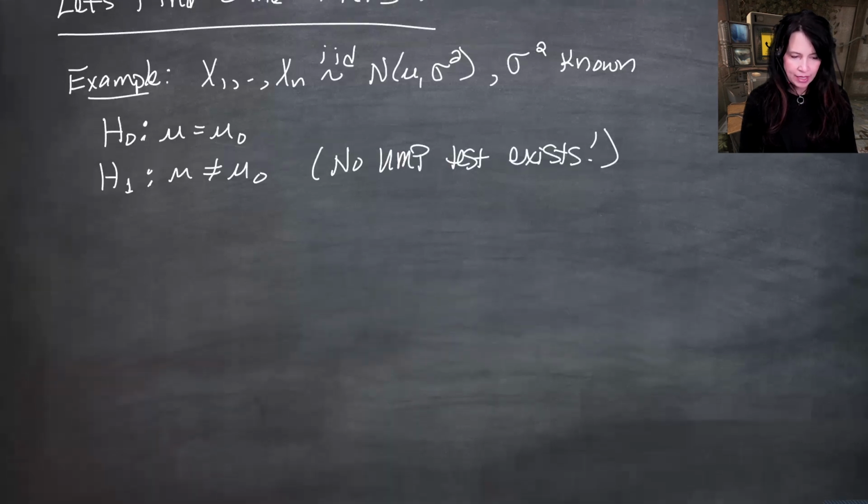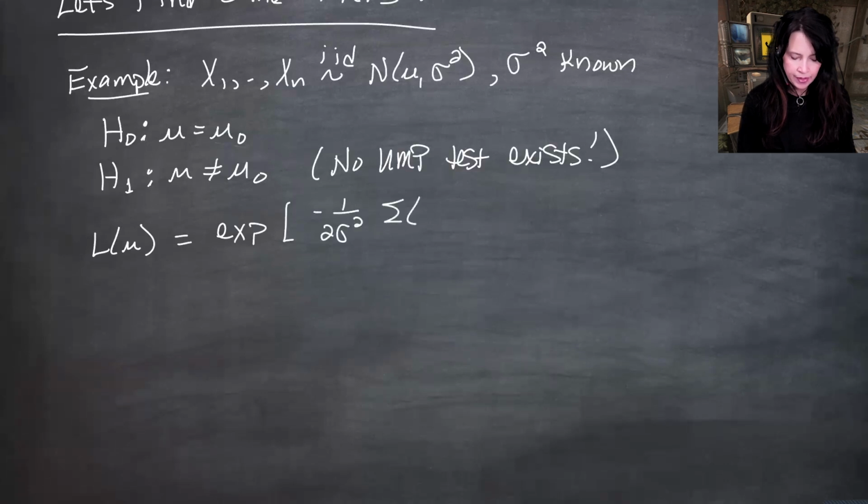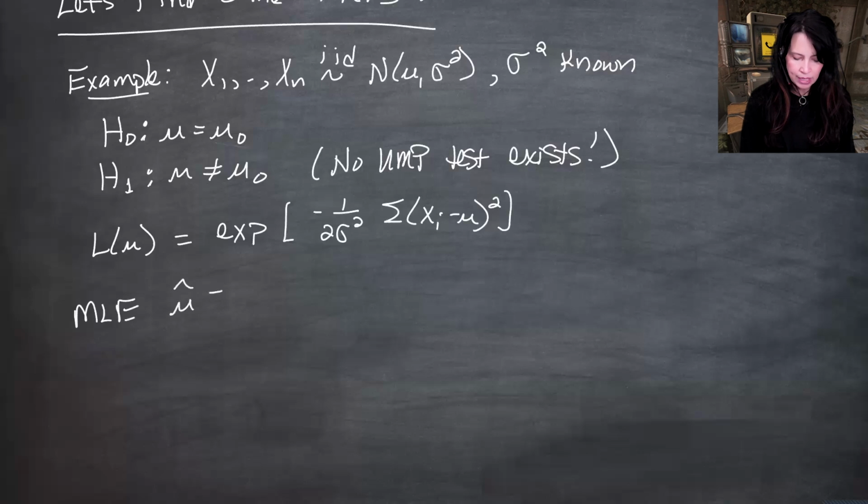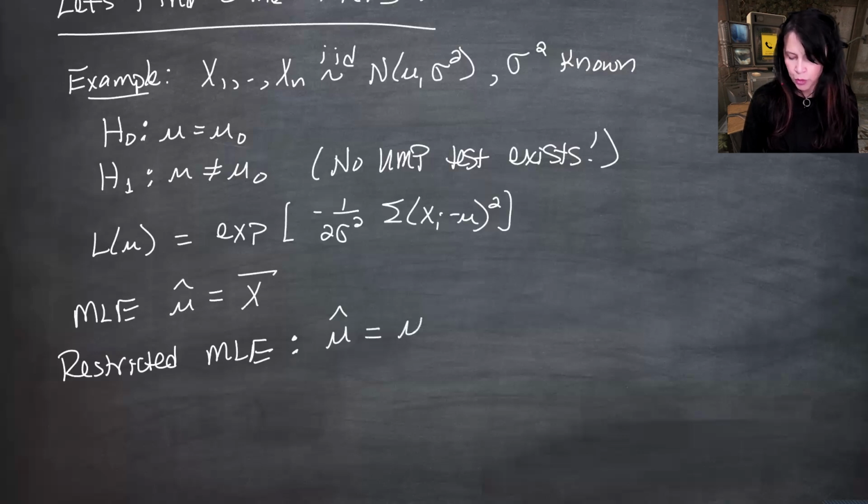Okay, so we really have done the first half of the work already. We have a likelihood as a function of mu. It is e to the minus 1 over 2 sigma squared, the sum of xi minus mu squared. We have our regular MLE, mu hat equals x bar, and we have a restricted MLE, which maximizes the likelihood when the null hypothesis is true, but there's only a single point there. So the argument that's going to maximize that function over the region that is just a single point is that point.